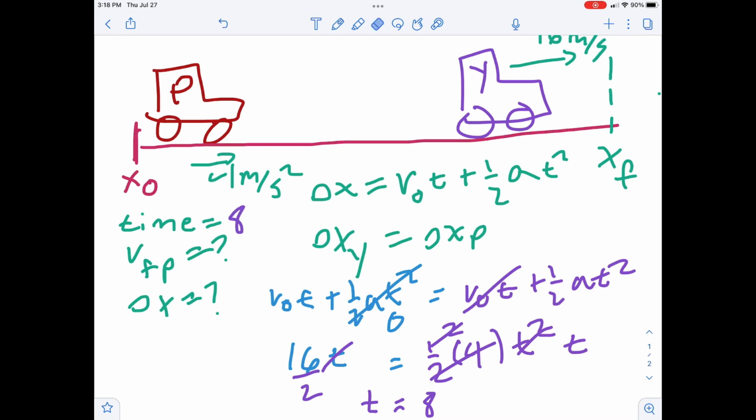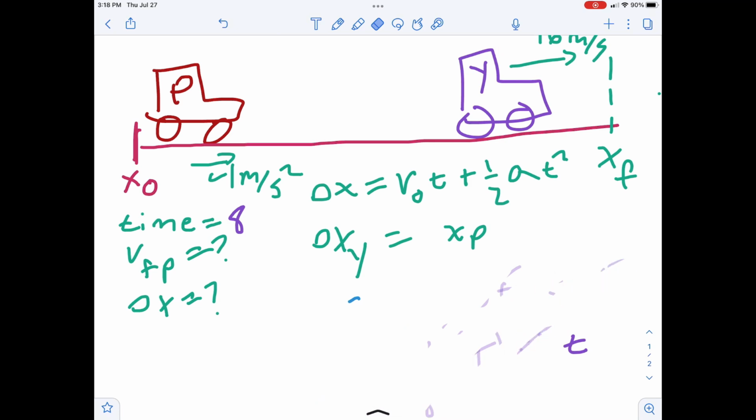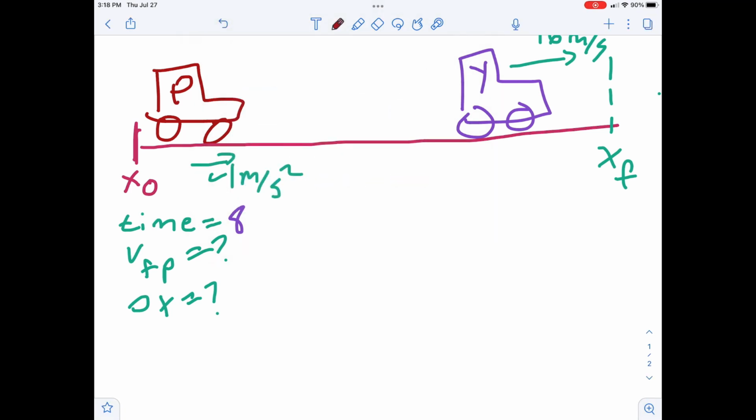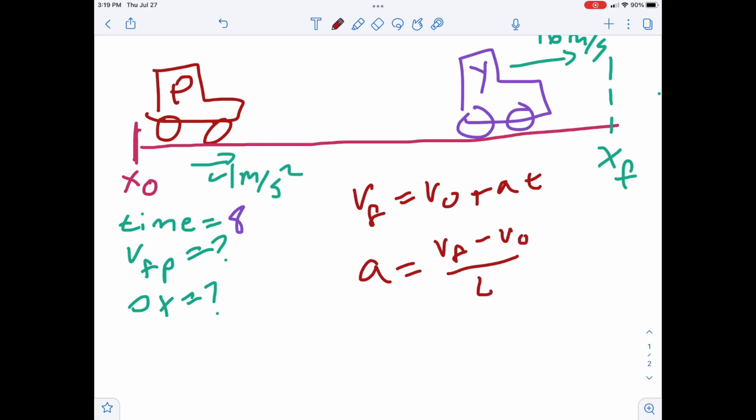Okay, so now that I know that t equals 8, I'm able to solve for the final velocity of my police car. So the equation that I'm going to use to solve for the final velocity of the police car is going to be that final velocity equals v naught plus acceleration times time. And this is coming from what we use to calculate average acceleration. So if acceleration is equal to final velocity minus initial velocity over time, well, I can rearrange that to get to this equation. And this works because I do have a constant acceleration. This would not work if I didn't have a constant acceleration, but because we do, we're able to use this.